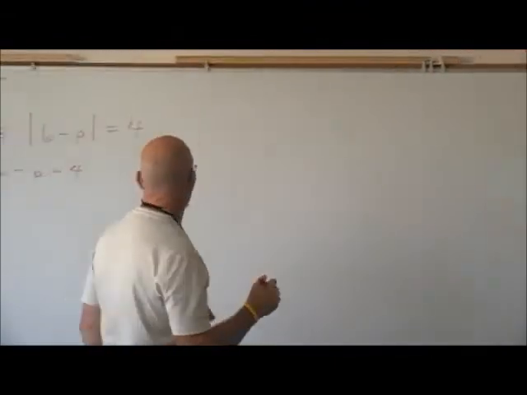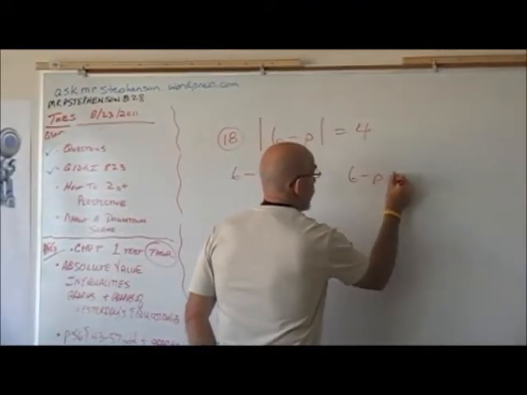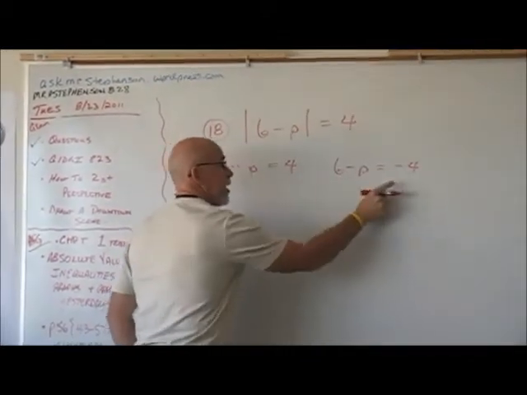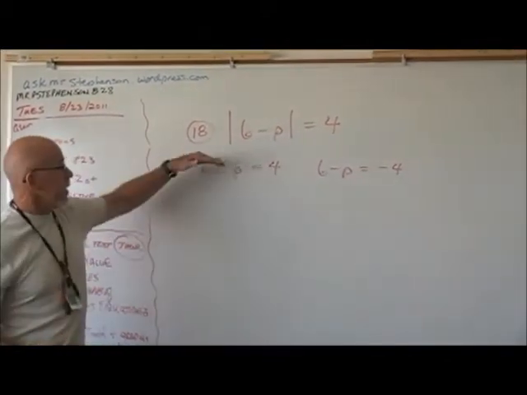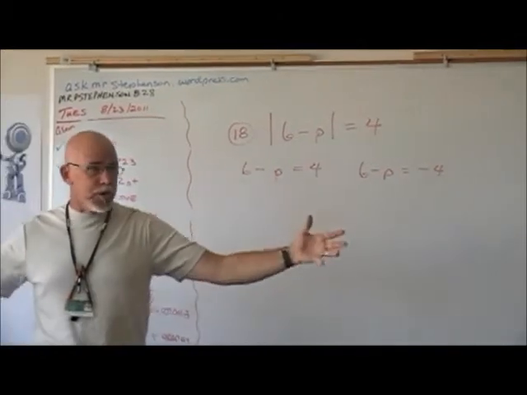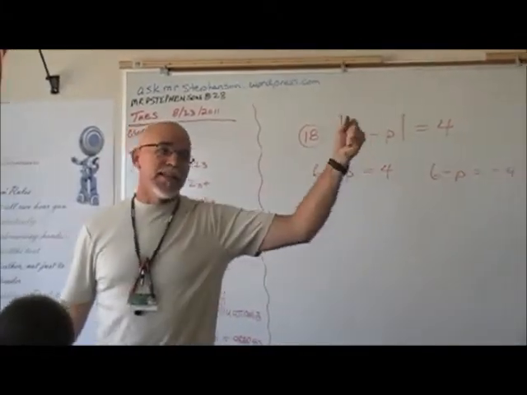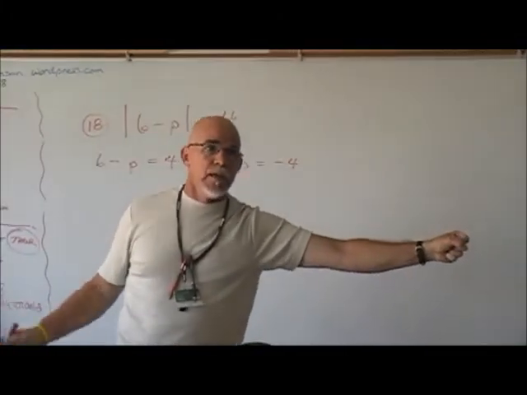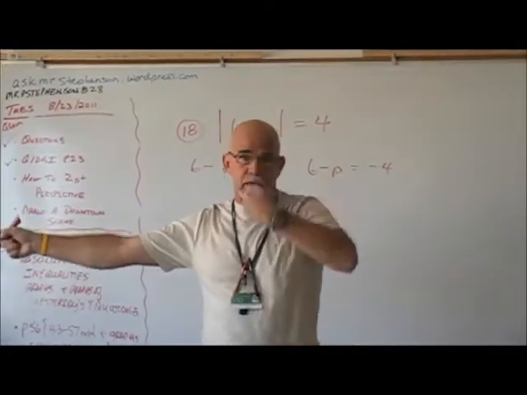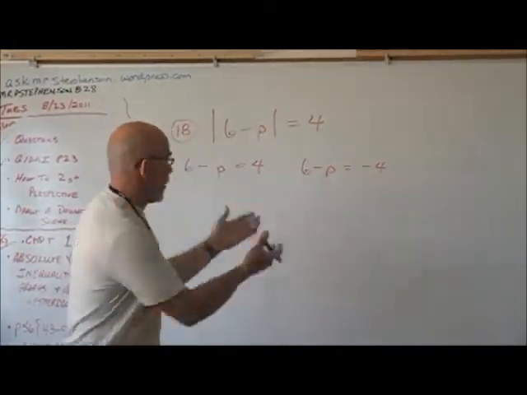Another equation. Which one is it? What is it, David? 6 minus P equals negative 4. Very good. So we're going to change that positive 4 to negative 4. That's the second equation because absolute value asks how far it is from 0. You want it to be 4 units from 0. That's either a positive 4 on this side or a negative 4 on this side of 0. Those are the two values, positive 4 and negative 4.